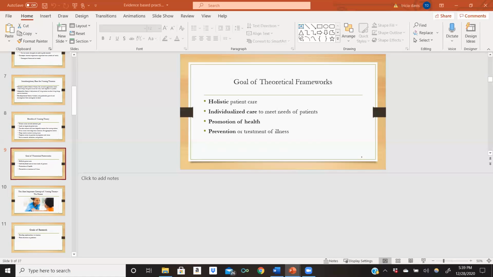Then we have individualized care to meet the needs of the patient. So the care that you provide to Mrs. Jones may not be the same care that you provide to Mrs. Brown, because their needs are going to be completely different.